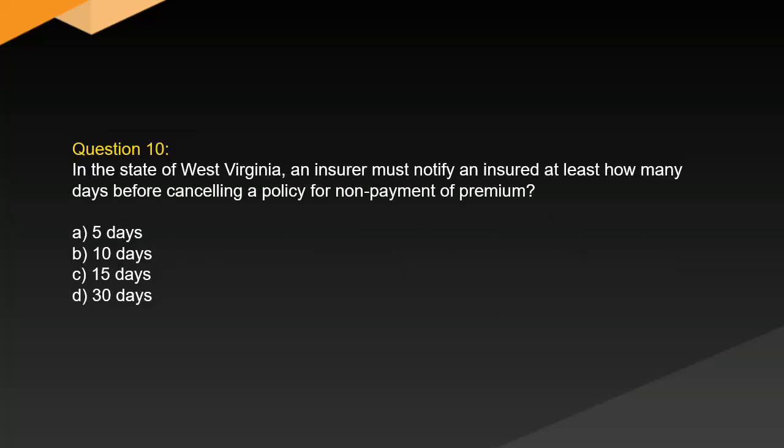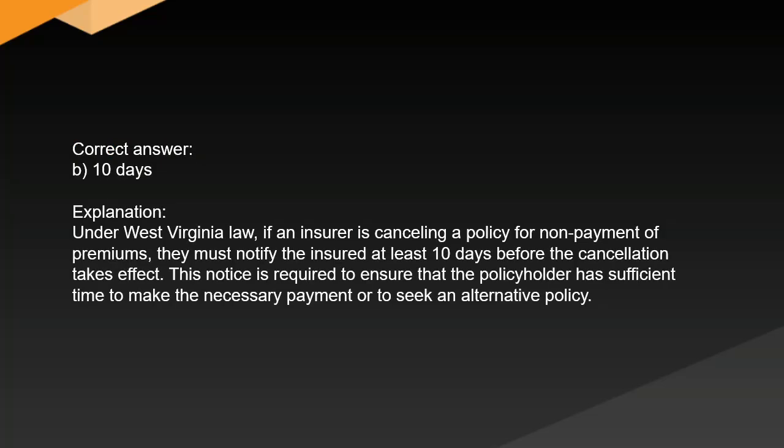Question 10. In the state of West Virginia, an insurer must notify an insured at least how many days before canceling a policy for non-payment of premium? A. 5 days. B. 10 days. C. 15 days. D. 30 days. Correct answer. B. 10 days.